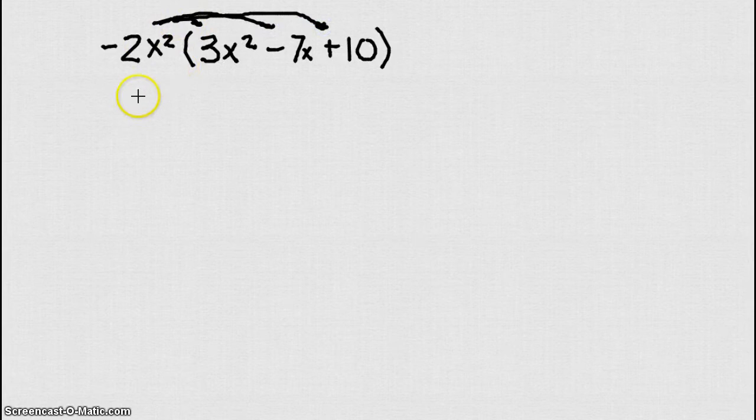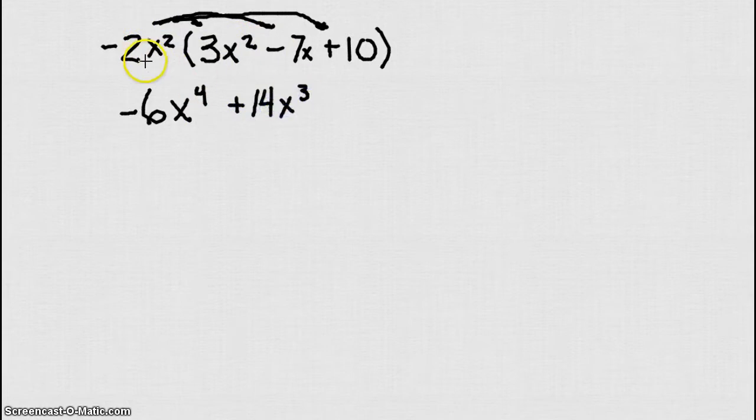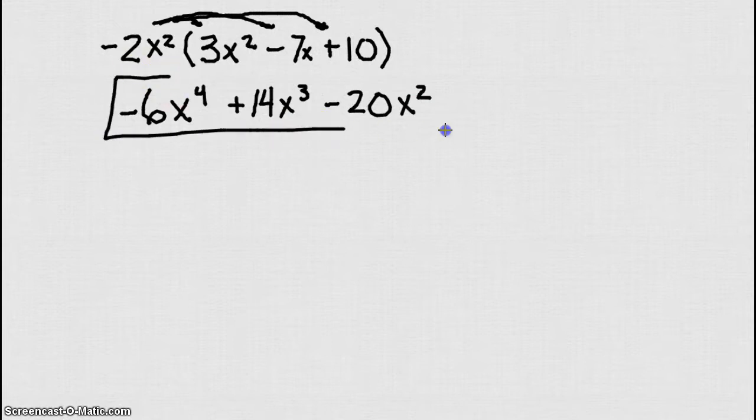So negative 2x squared times 3x squared is going to give me negative 6x to the fourth. Negative 2x squared times negative 7x is going to give me plus 14x cubed. Negative 2x squared times 10 would give me negative 20x squared. There's nothing more I can do to simplify that, so that is my final answer.